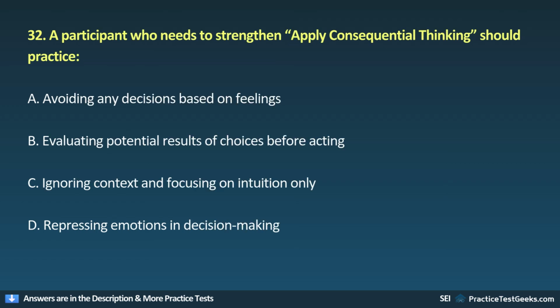32. A participant who needs to strengthen apply consequential thinking should practice: A. Avoiding any decisions based on feelings. B. Evaluating potential results of choices before acting. C. Ignoring context and focusing on intuition only. D. Repressing emotions in decision-making.